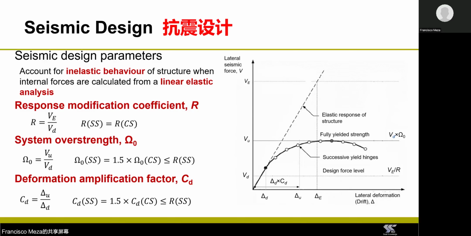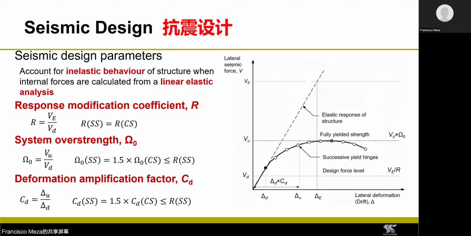Another important aspect of seismic design is the selection of the seismic design parameters. These seismic design parameters are needed when the internal forces in the structure due to the seismic action are obtained from an elastic analysis. When this is the case, the internal forces and displacements in the structures are obtained assuming that the structure behaves elastically, and then the seismic design parameters are used to modify these forces and displacements to account for the inelastic behavior of the structure.